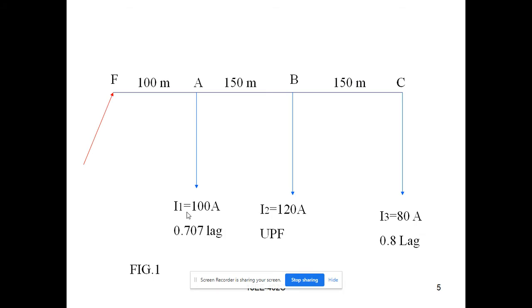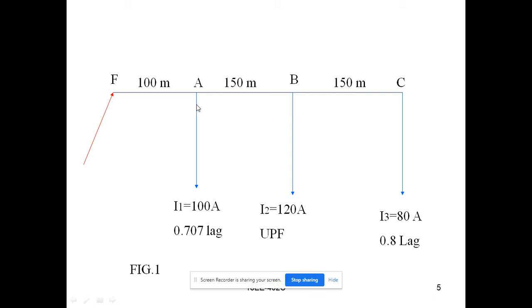Now, this is the AC distribution system. Here F is the feeding point, and there are three load points named A, B and C. The distance from feeding point F to A is 100 meters, A to B is 150 meters, and B to C is 150 meters.